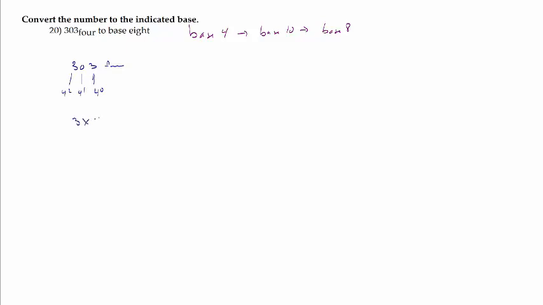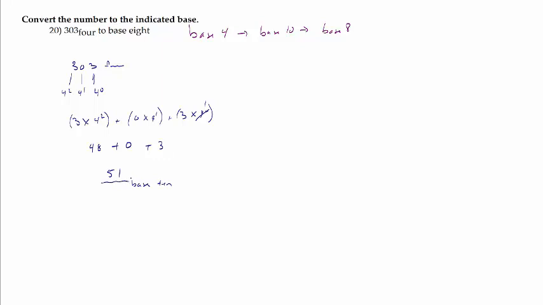So I've got 3 times 4 squared plus 0 times 4 to the first plus 3 times 4 to the 0. So I have 3 times 16, that's going to give me 48, plus 0 times 4, that's going to be 0, plus, and then this last one, remember 4 to the 0 is a 1, so 3 times 1 is 3. And so this is going to give me 51 in base 10.